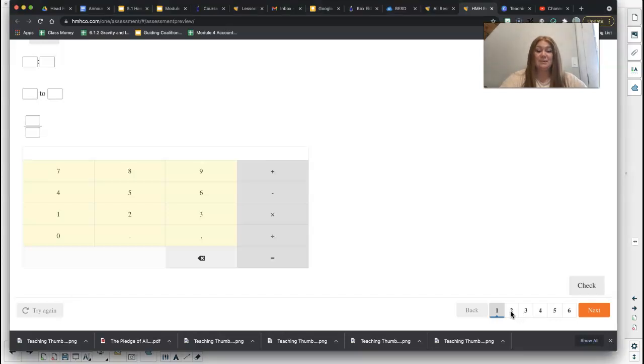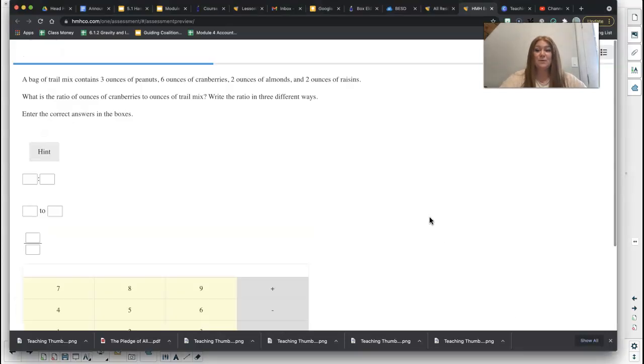So next up, now this time, same problem, bag of trail mix, 3 ounces of peanuts, 6 ounces of cranberries, 2 ounces of almonds, and 2 ounces of raisins. This time it wants the ratio of ounces of cranberries, so cranberries first, which is 6, to ounces of total trail mix.